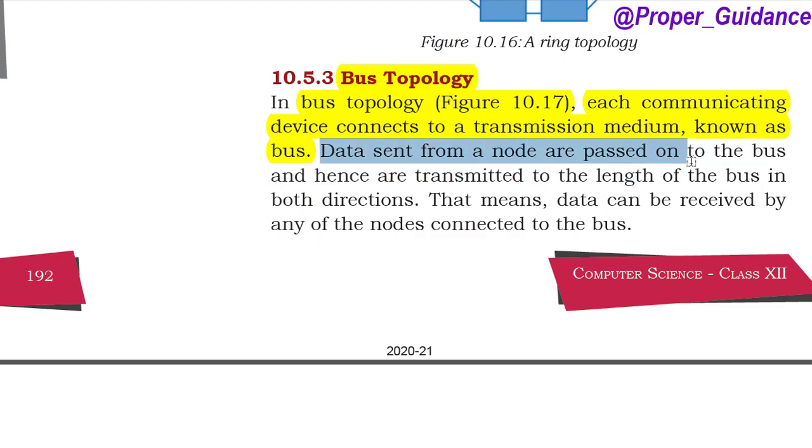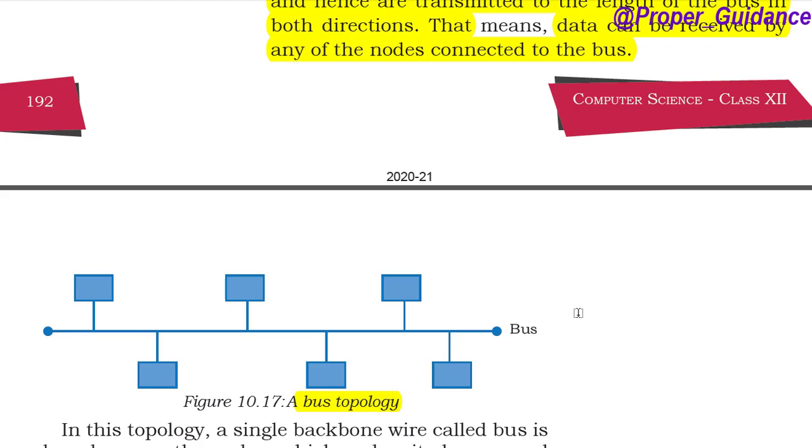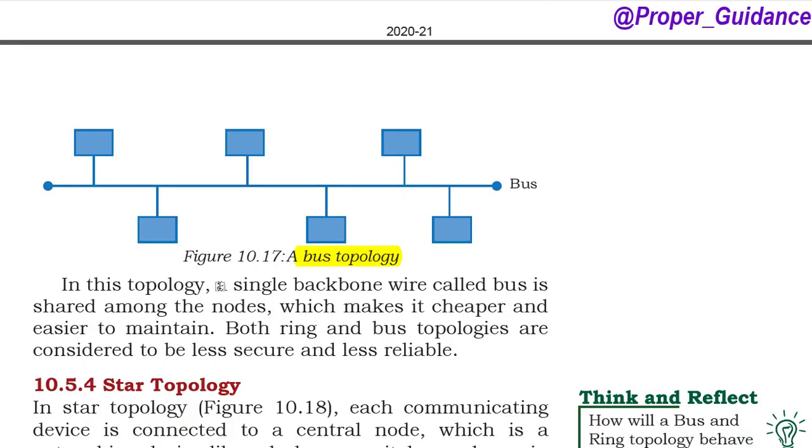Data sent from a node is passed onto the bus and hence is transmitted along the length of the bus in both directions. That means data can be received by any of the nodes connected to the bus. In this topology, a single backbone wire called bus is shared among the nodes, which makes it cheaper and easier to maintain. Both ring and bus topologies are considered to be less secure and less reliable. I just told you that this is also a disadvantage of ring topology, being less secure. So both bus and ring topology are less secure and less reliable. So this is the disadvantage, you can say.